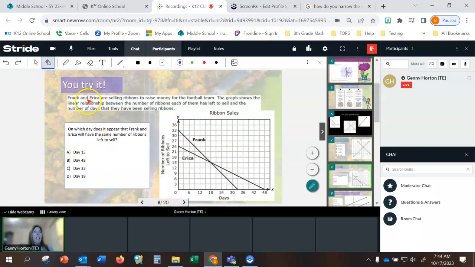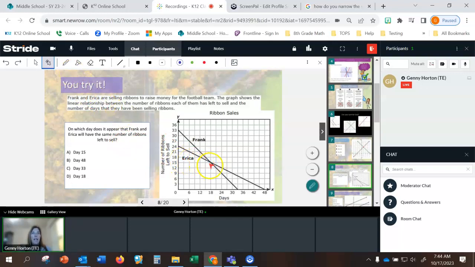All right, so Frank and Erica are selling ribbons to raise money for the football team. The graph shows the number of days that they have been selling ribbons. On which day does it appear that Frank and Erica will have the same number of ribbons left to sell? It's where it crosses right here.